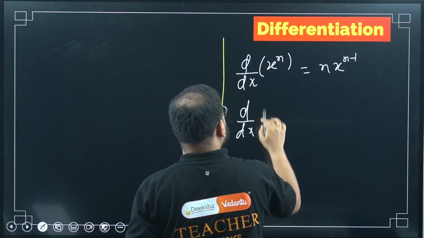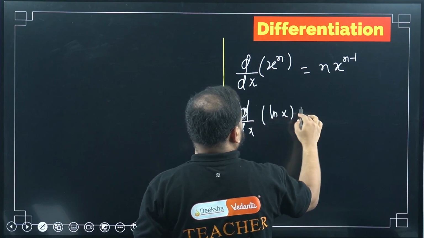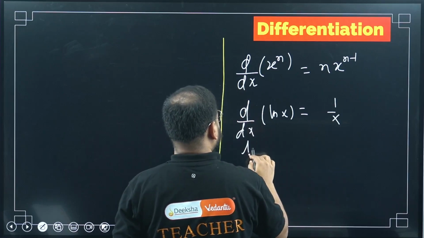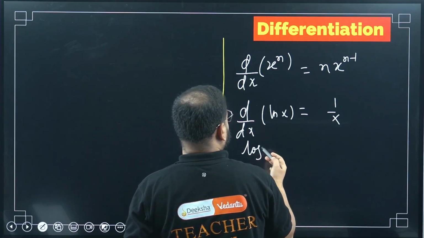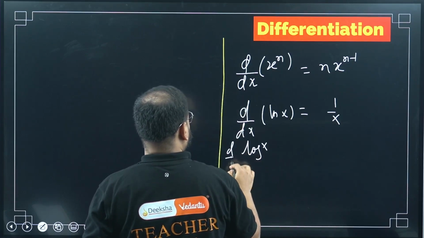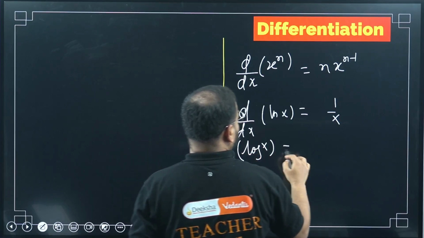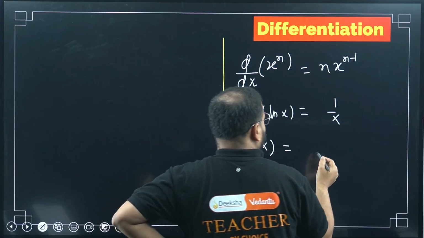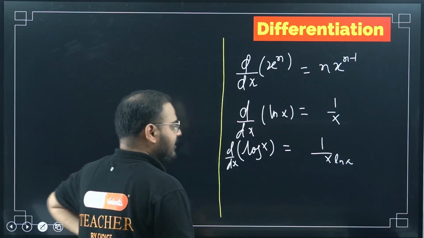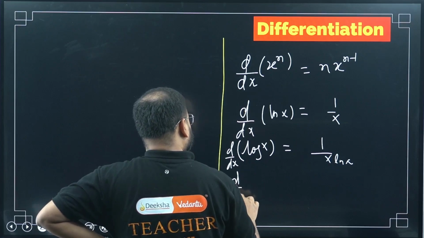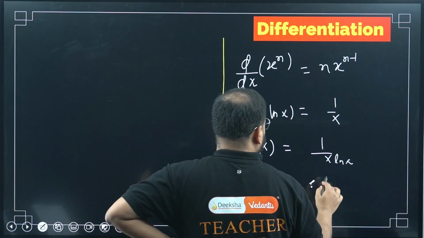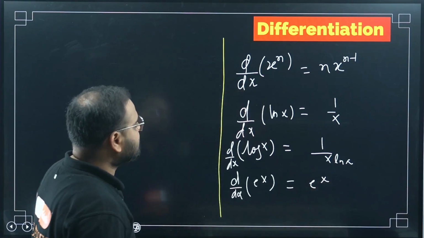Okay, second one, take ln x. What is the answer for this? Simply 1 by x. What if it is log x, differentiation of log x? This will be what? 1 by x ln a. 1 by x ln a. Okay, what next? d by dx of e power x will be same as it is, e power x.